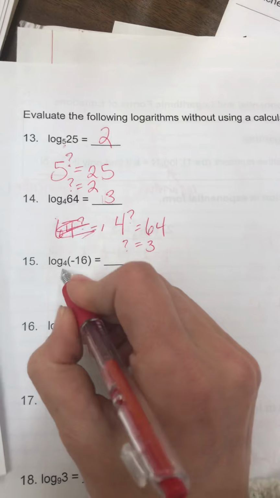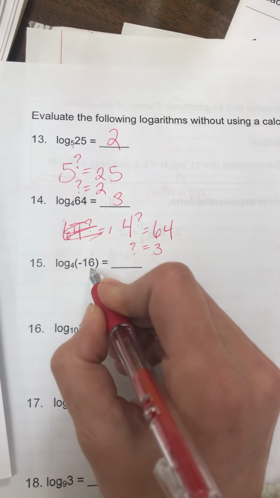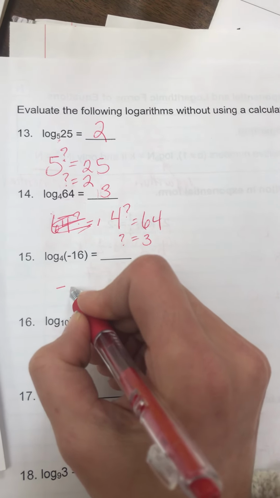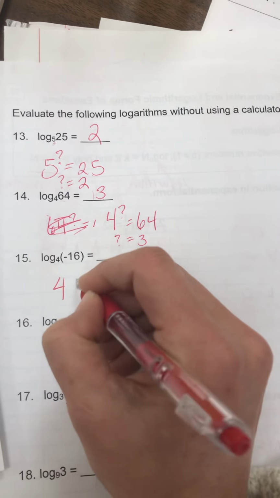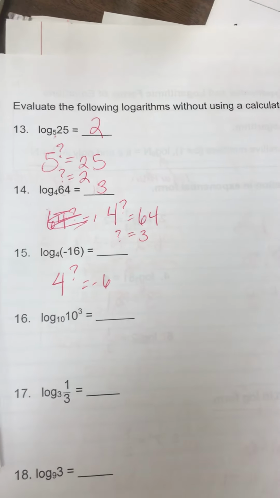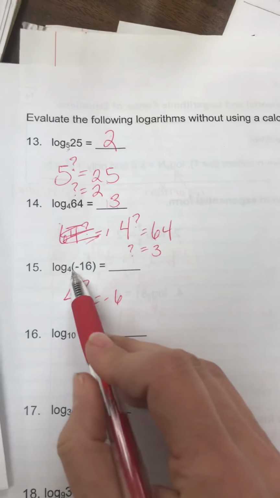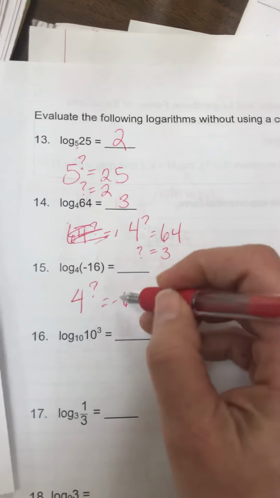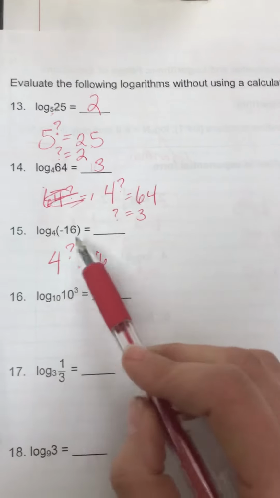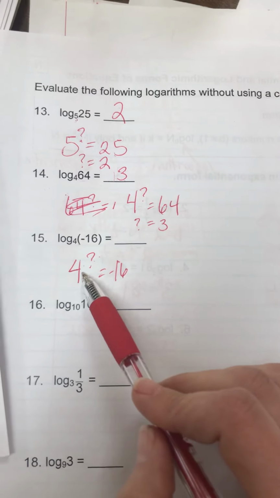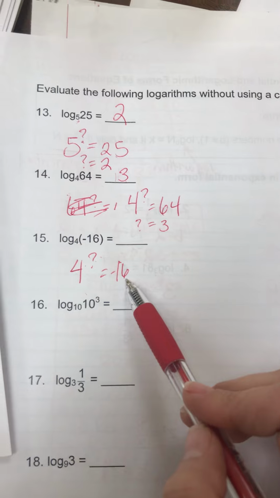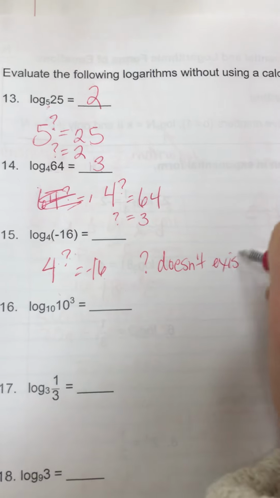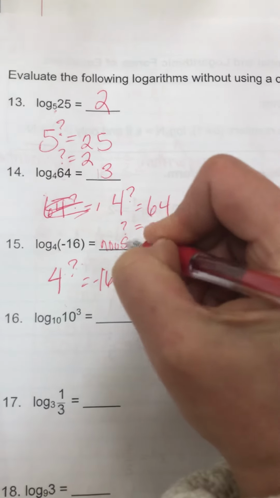Let's look at the next one. You've got 4 to the question mark equals negative 16. Your b here is 4, that's what you start with. b to the what is negative 16? Well, 4 squared is positive 16, but there's nothing to any power that's going to give you negative 16, right? It doesn't exist. So we'll put it doesn't exist. Your answer would be no solution.